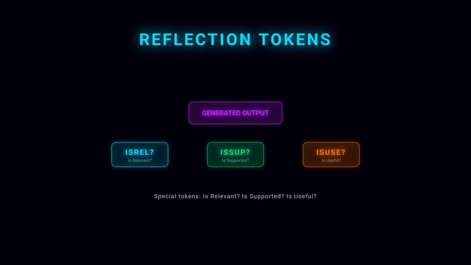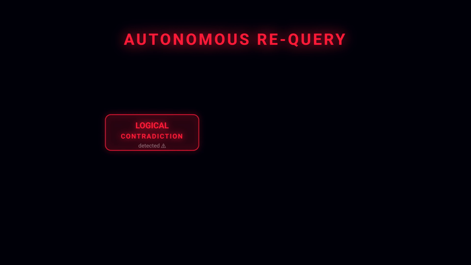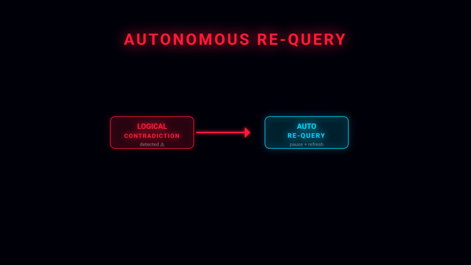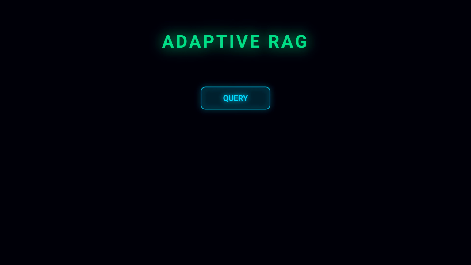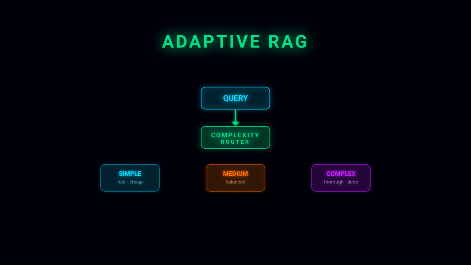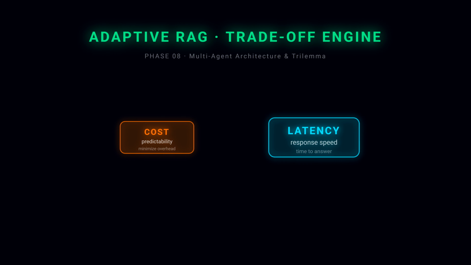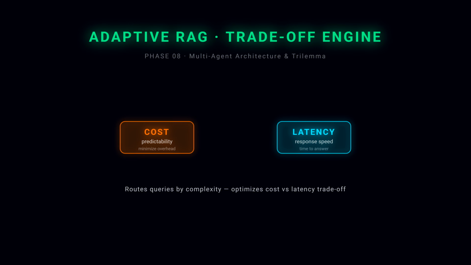It utilizes special reflection tokens to evaluate whether its output is supported by evidence, autonomously pausing to requery if it identifies logical contradictions. Adaptive RAG acts as a resource allocation framework, dynamically routing queries based on complexity to optimize the trade-off between computational cost and latency.